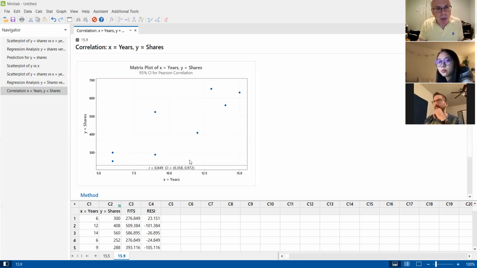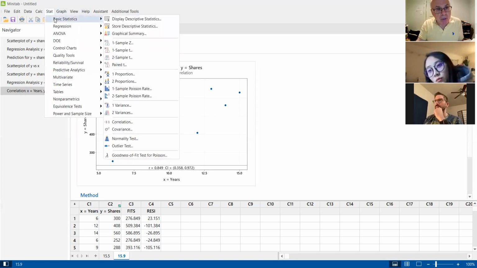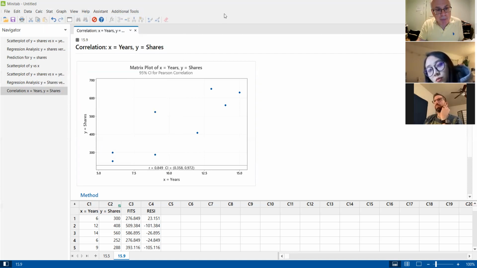Any questions about that? Where to find correlation? It's right here. It's Basic Statistics, and you scroll all the way down to Correlation, and that's where you'll find it.